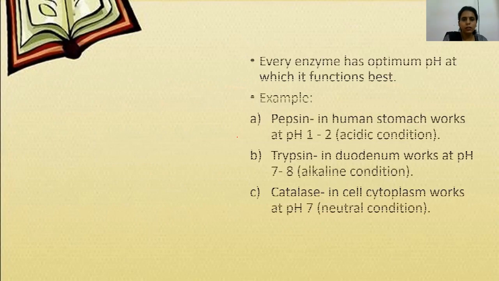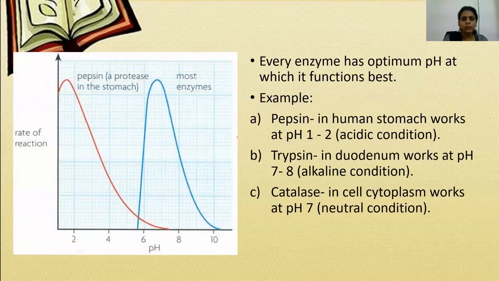Now, like temperature, every enzyme also has its own optimum pH. For example, among enzymes in the human body, pepsin is an enzyme. You have studied in lower class, in grade 7, that pepsin is an enzyme present in the stomach of all mammals. This enzyme helps in the digestion of proteins. It breaks down protein molecules into amino acids.